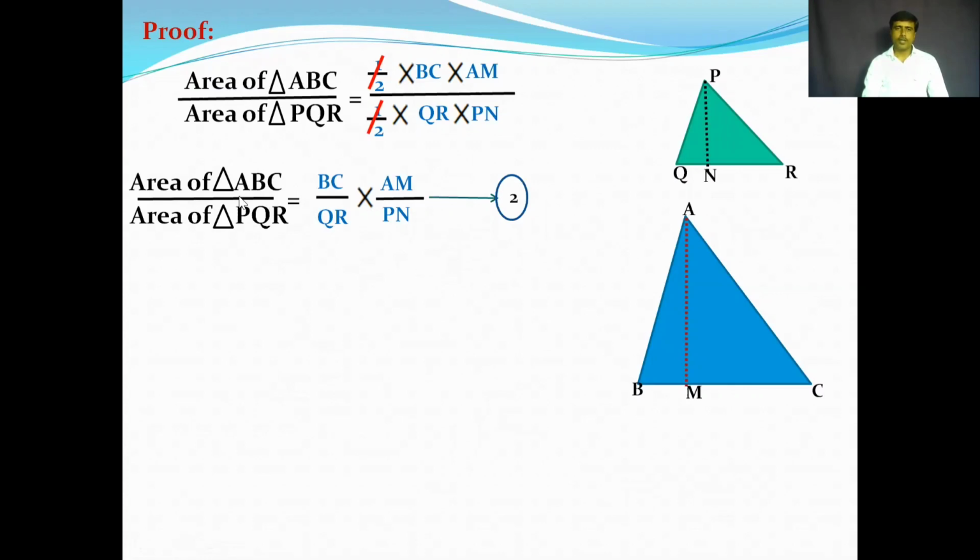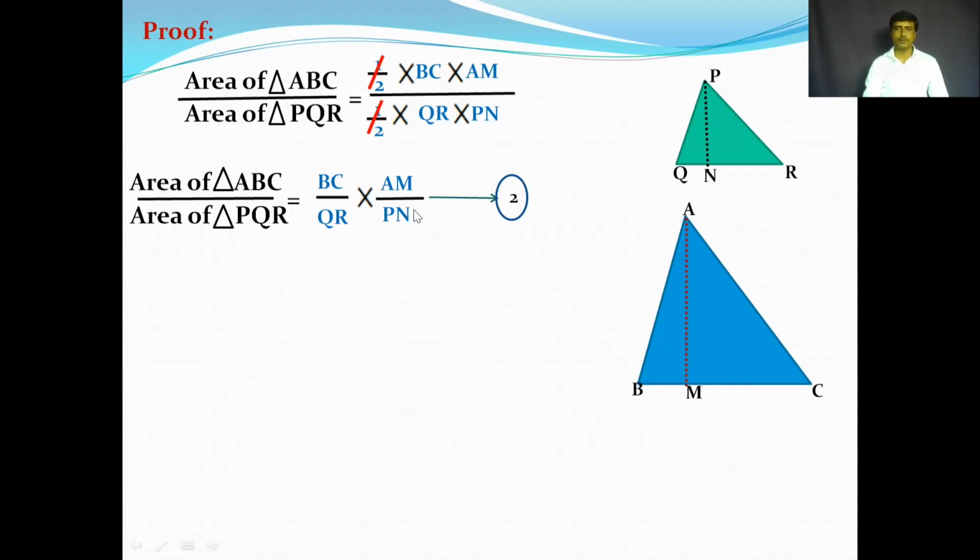Now the task is: area of triangle ABC divided by area of triangle PQR is equal to BC square by QR square. It means BC into BC, QR into QR. Instead of BC into BC, here we have got it as AM, and QR into QR, we got here as PN. So what we need to do? We need to replace this AM by PN as BC by QR.